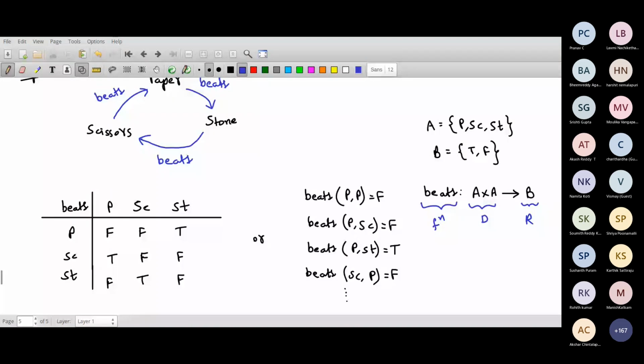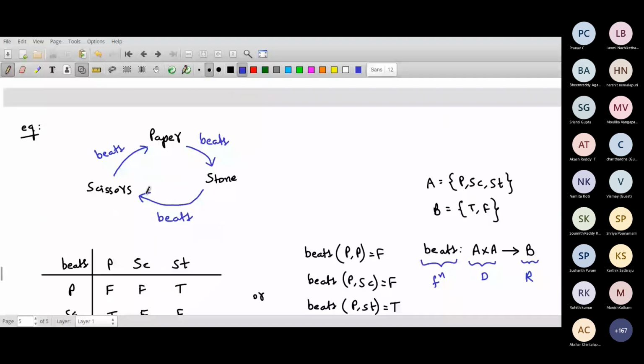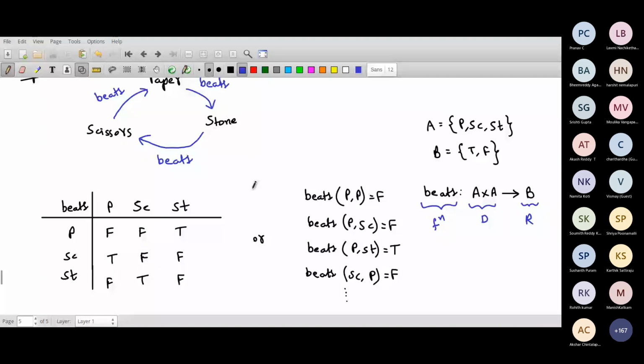So again, I'll just quickly repeat. So this is a game which we know, and we know the relationship between these three items. We know paper beats stone, stone beats scissors, and scissors beats paper. Any other relation does not hold. So we can represent this game. Basically, this is a function. We can represent it in table format like this.